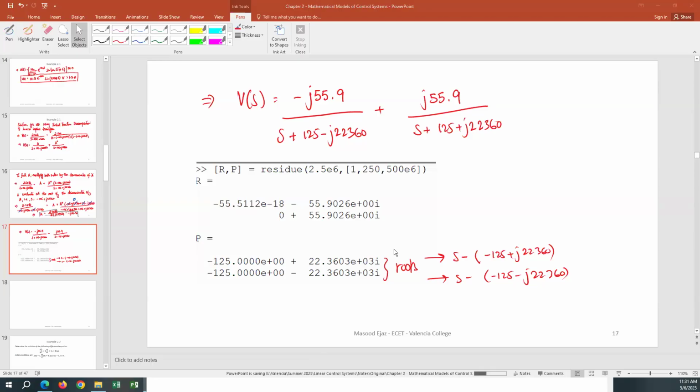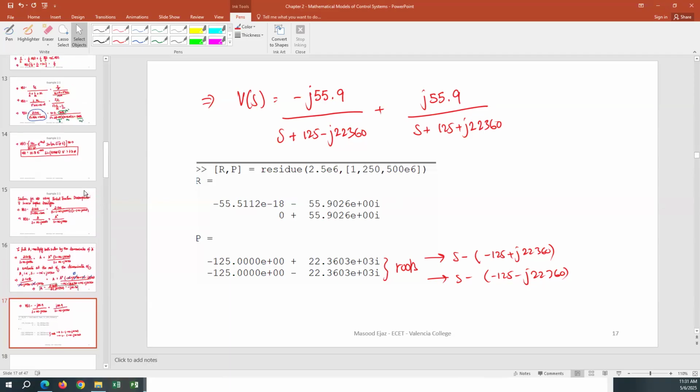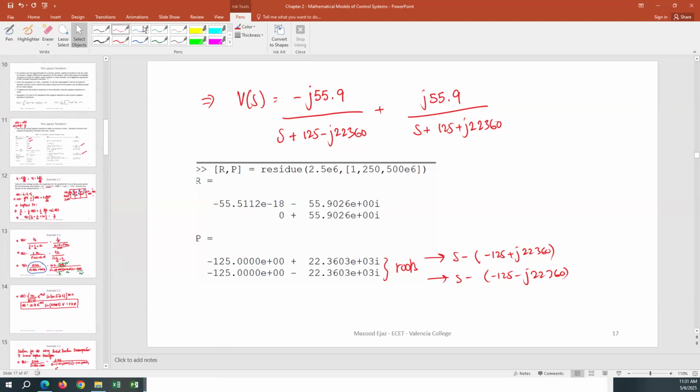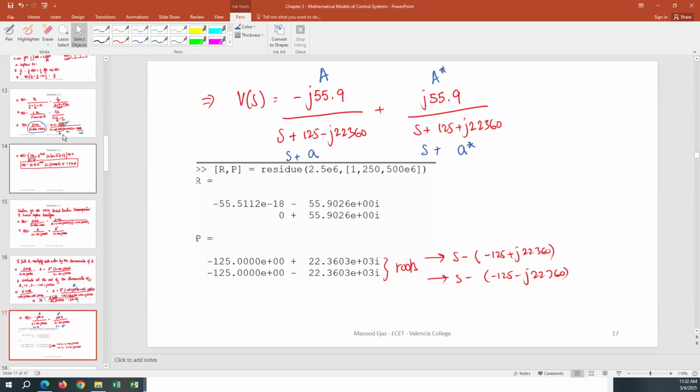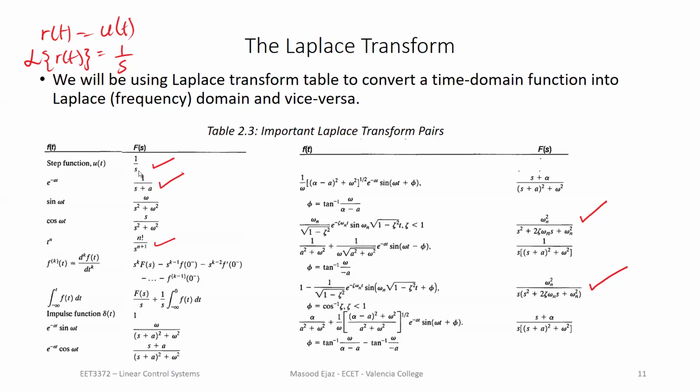Okay, so now we have the partial fraction decomposition. Now what? Now we're going to go back to our table and see what we can do with this. So what do we have? We have A, and we have A conjugate. We have s plus a, and we have s plus a conjugate. That's what we have, right? If you go back to the table, you will see what 1 over s plus a is, right here: e to the power negative at. So we're going to use that relationship.